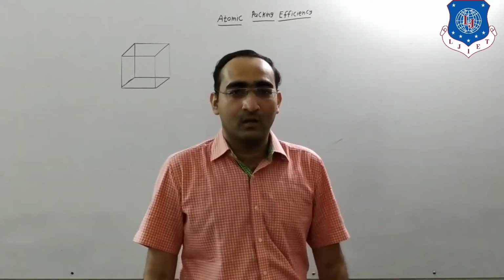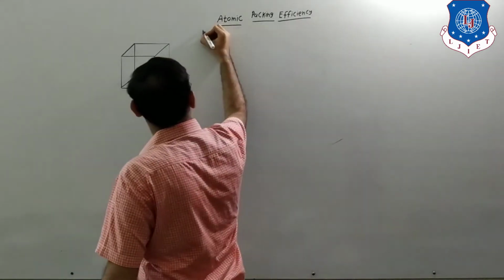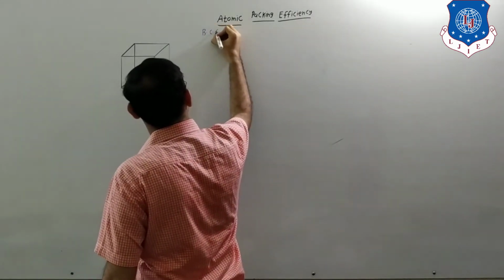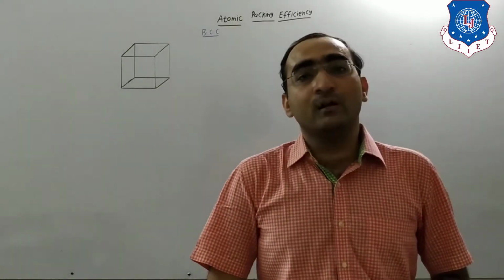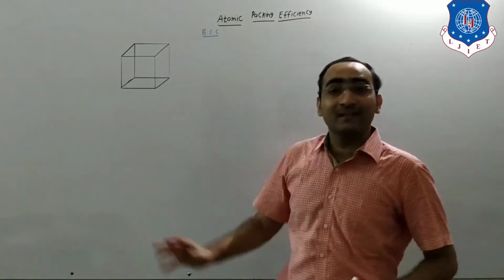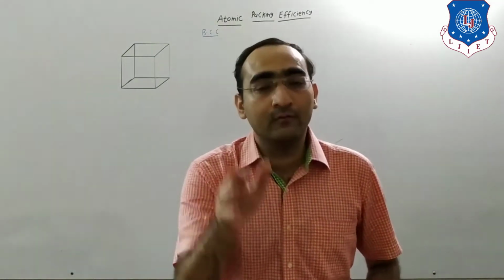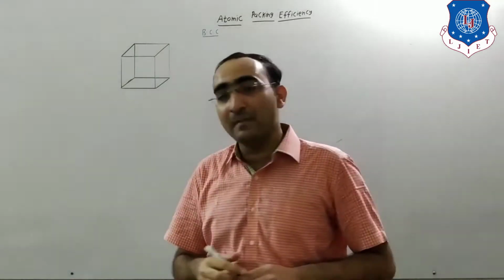Clear? So now the next one, the second one, that is your BCC structure. So we will be going for the body centered cubic structure. What is the importance of this particular thing? This structure has one center atom along with the 8 corner atoms. So we will be taking only the main part.